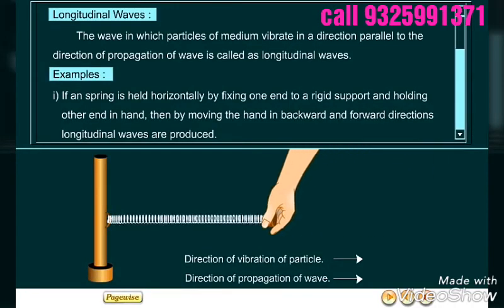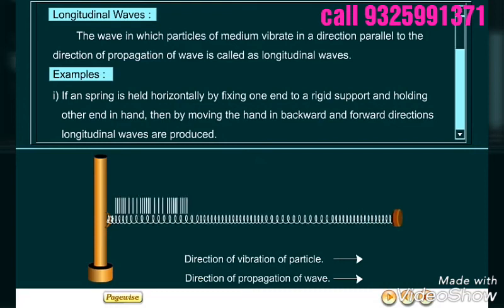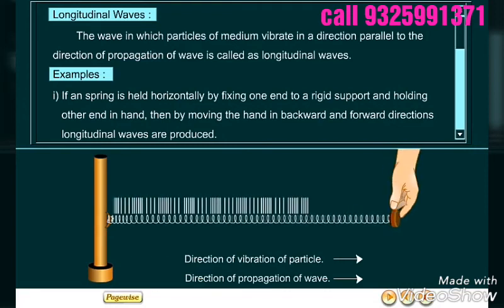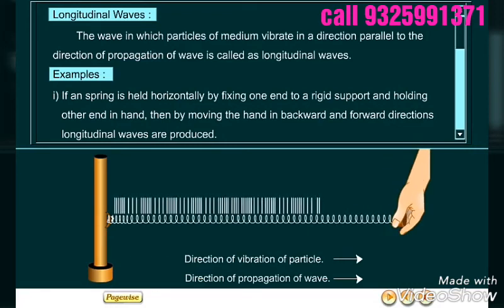Longitudinal waves. The wave in which particles of the medium vibrate in a direction parallel to the direction of propagation of the wave is called a longitudinal wave. For example, number 1, if a spring is held horizontally by fixing one end to a rigid support and holding the other end in hand, then by moving the hand in backward and forward directions, longitudinal waves are produced.